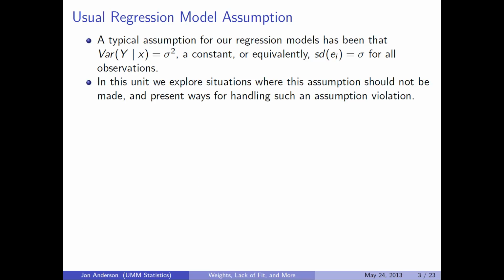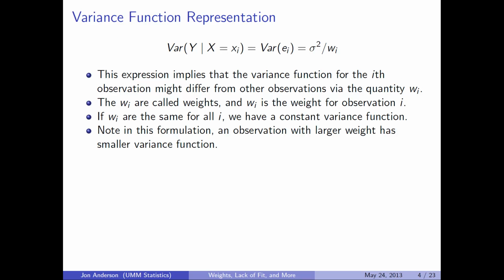The usual regression model assumption has been that the variation in the random errors, and therefore the variation in the y response variable, is constant for all observations, with a standard deviation of sigma. What we're going to do is talk about assumptions, and what to do when this particular assumption has been violated.